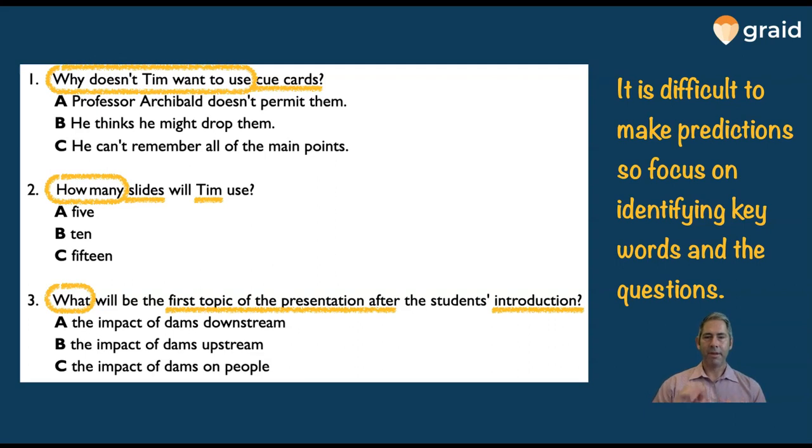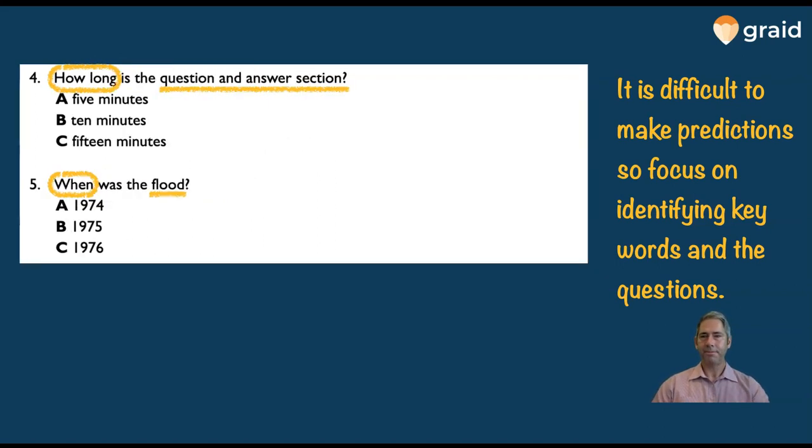But until then, I'm basically going to put the different choices out of my mind so I don't get overloaded with information. On to question 4. The question being, how long is the question and answer section? There are 3 different choices, but I'm going to discard those choices until I hear those keywords and the cue that the answer is coming up. When was the flood? Again, the 3 different choices, I'm not going to start scanning those until I hear the cue to do so.